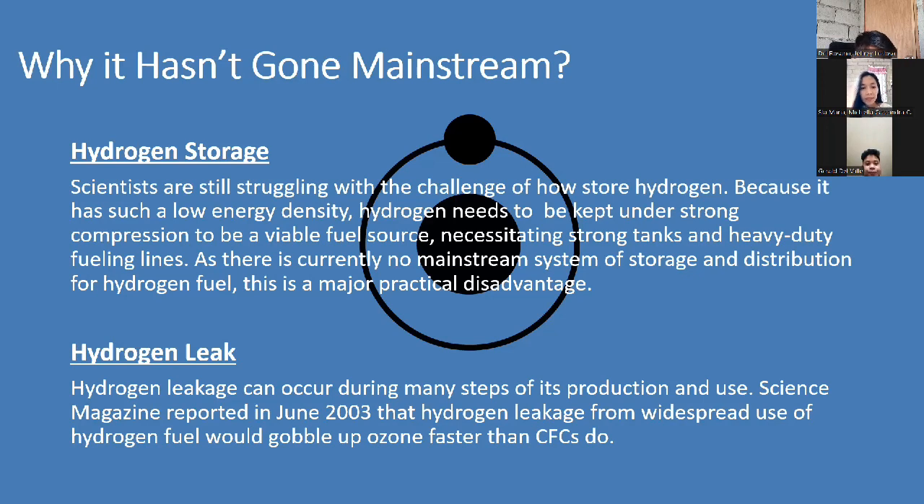Hydrogen leak. Hydrogen leakage can occur during many steps of production and use. Science magazine reported in June 2003 that hydrogen leakage from widespread use of hydrogen fuel would gobble up ozone faster than CFCs do.